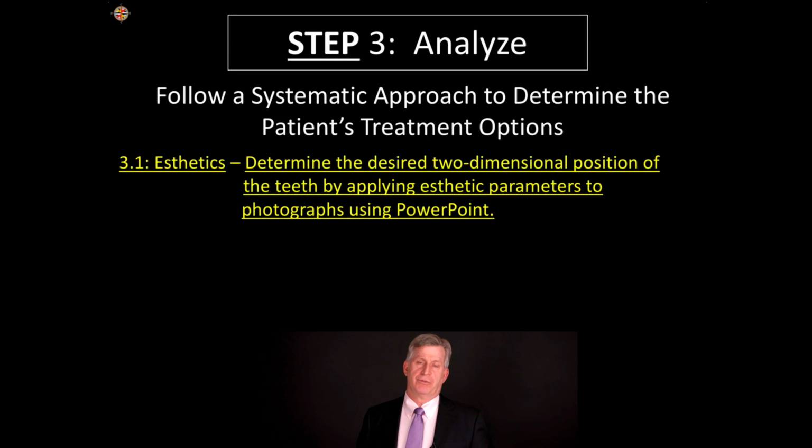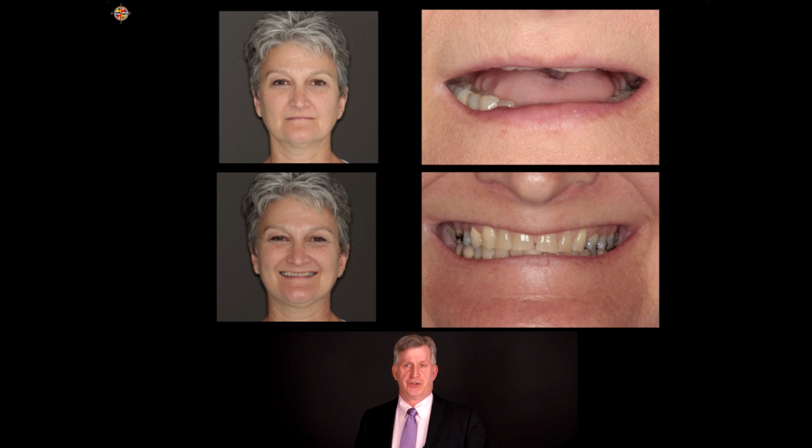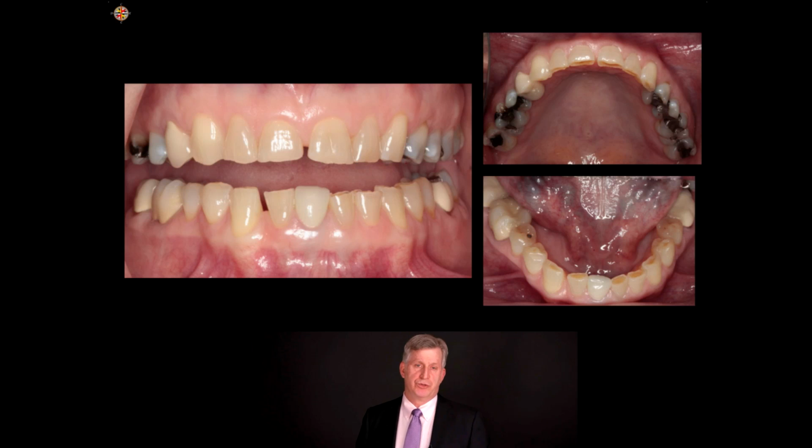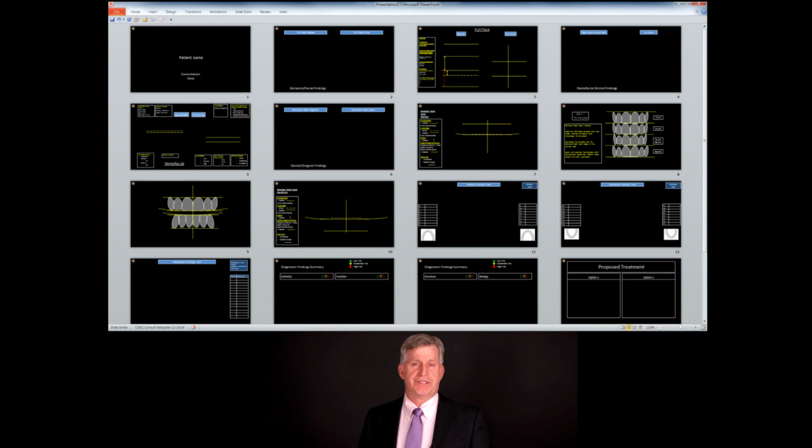After that, we're going to go to aesthetics, and we're going to determine the 2-dimensional plan using these photos in PowerPoint and the aesthetic template. So we'll take our photos. We have the facial, dentofacial, dental, and the occlusal shots. We're going to take those, and the PowerPoint itself is divided into these sections.